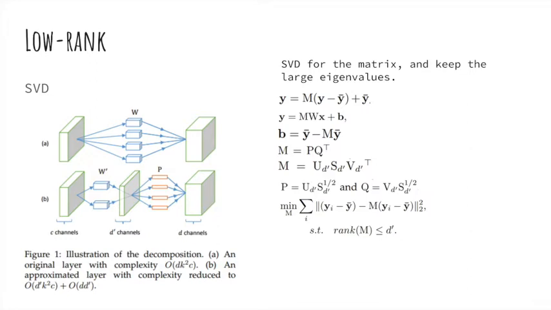Another idea is similar to PCA, which uses SVD. We could do SVD for a conv computation, and we keep the large eigenvalues, and the math formulas are just normal SVD formulas. The first step is to SVD the matrix, and then the second step is to rank the eigenvalues, and I only pick the large eigenvalues. A 1,000 times 1,000 matrix could be compressed to 100 times 100, so the computation is greatly reduced, and we call this kind of network an SVD network.